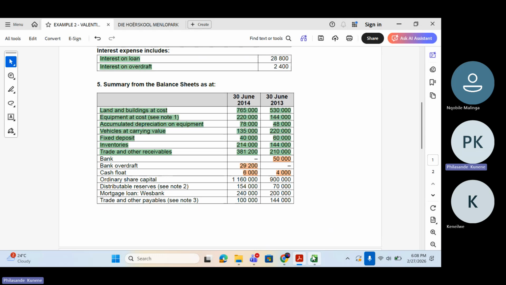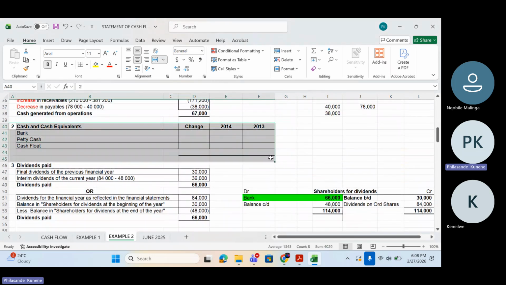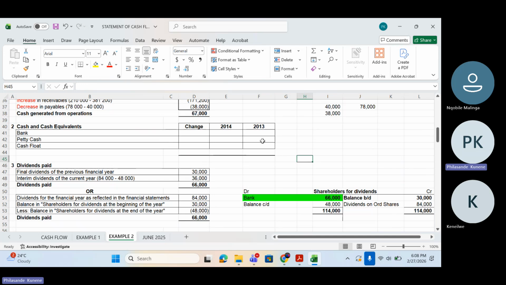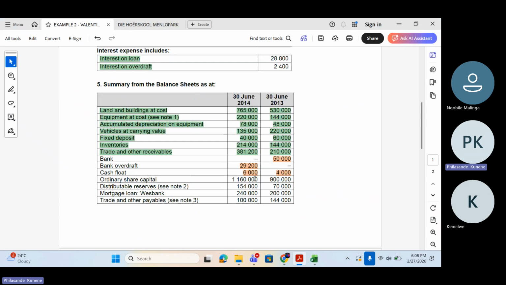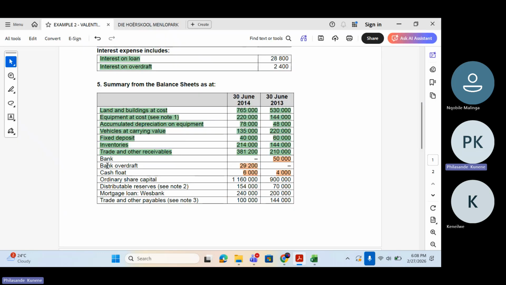We need to go to the note for cash and cash equivalents, which is note number 2 from our notes of 2013 and 2014. In terms of the bank, how much cash did we have? We had 50,000 rand, which is the opening balance at the bank. But what about petty cash? Did we have anything about petty cash? If we look at the information, we don't have petty cash, but instead we have a cash float.